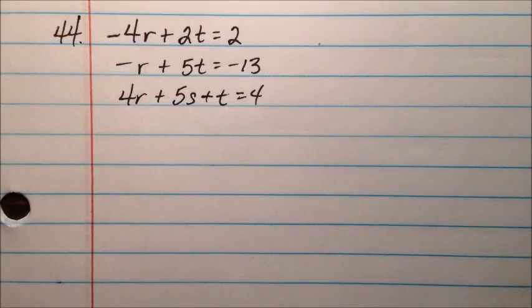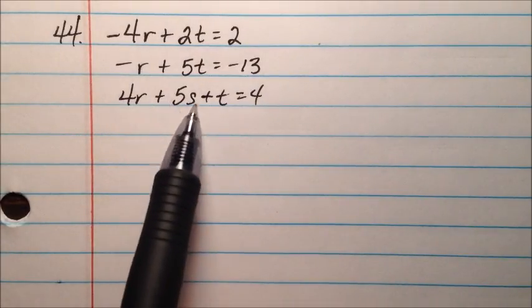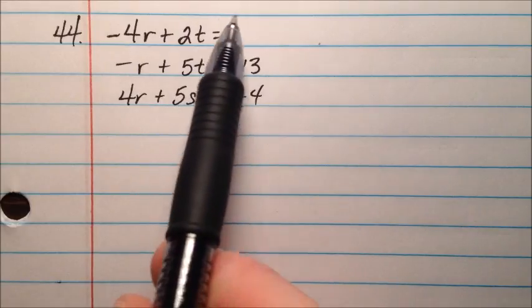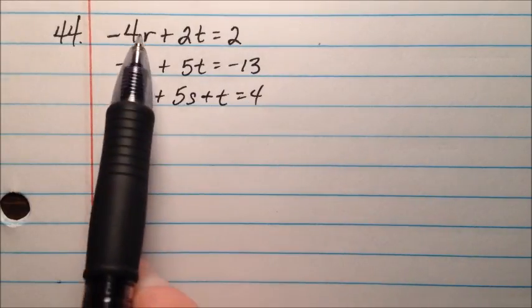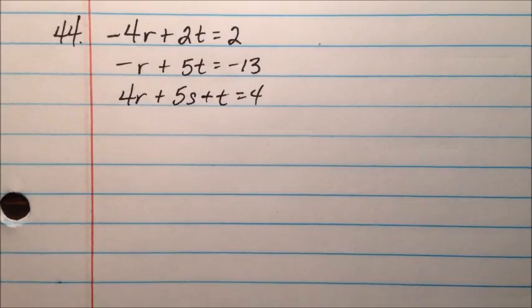Okay, on number 44, looks like we have R, S, and T, but S only shows up in one place, so we could take the first two equations and solve that system for R and T, and then plug them into the third equation and solve for S. Let's go ahead and do that.